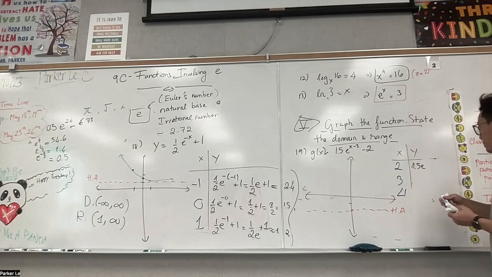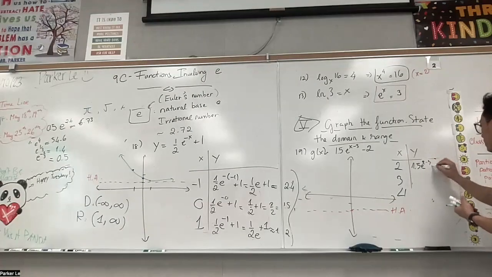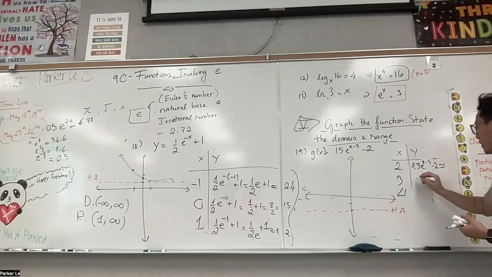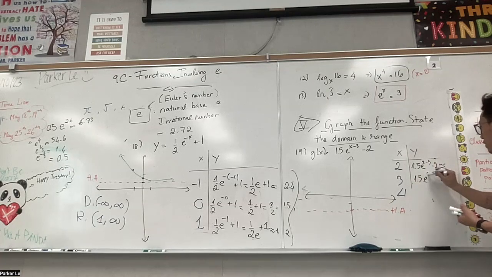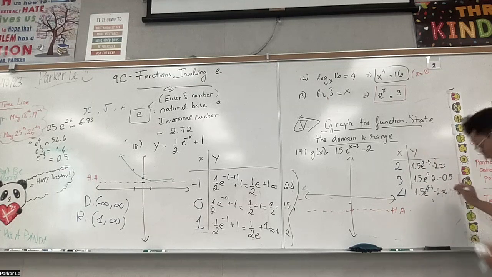So x is 2. So 2 minus 3 minus 2. Give me the number. And then 1.5, oh, this is easy. So this is 0 minus 2, so this is negative 0.5. And then 1.5 e to the 4 minus 3 minus 2. Give me the number.